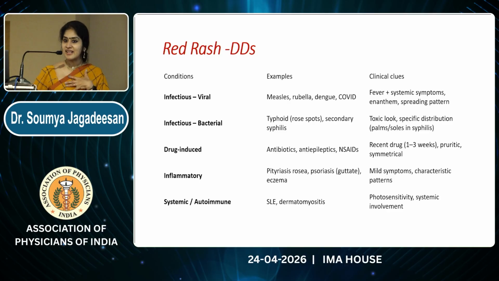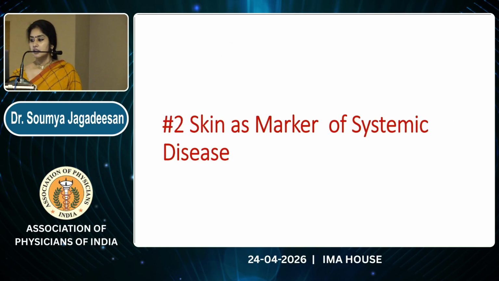Inflammatory: your classical PR, pityriasis rosea, psoriasis, all these things can present with inflammatory maculopapular-like rashes. Then of course, SLE, dermatomyositis, all these things are differential diagnoses. There are many more, but at least these 5, infection, drug-induced, inflammatory, autoimmune, should definitely be in our differential diagnosis list. So now after the red rash trap, we move on to the skin as a marker of systemic disease.